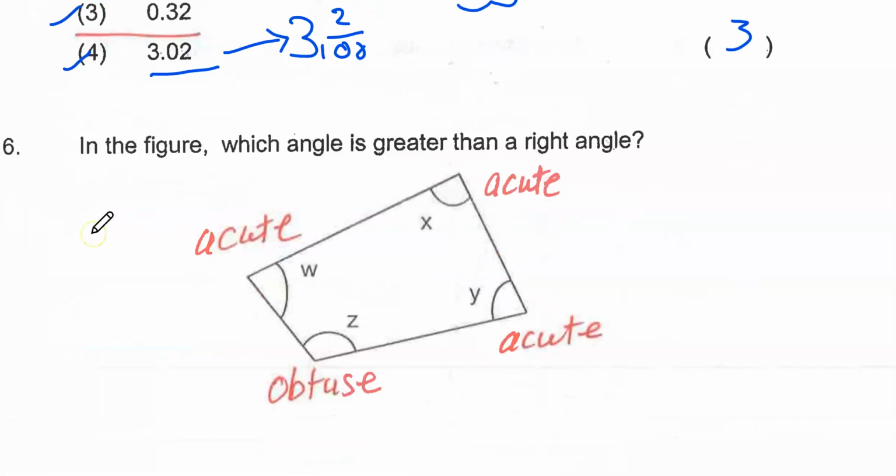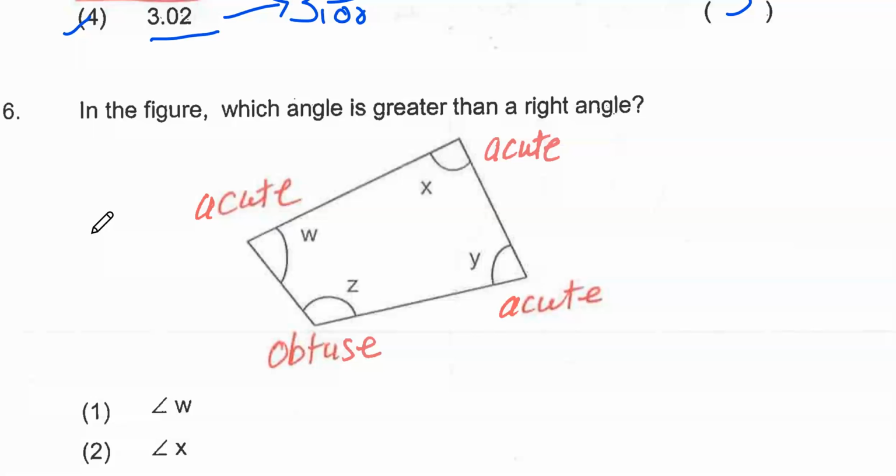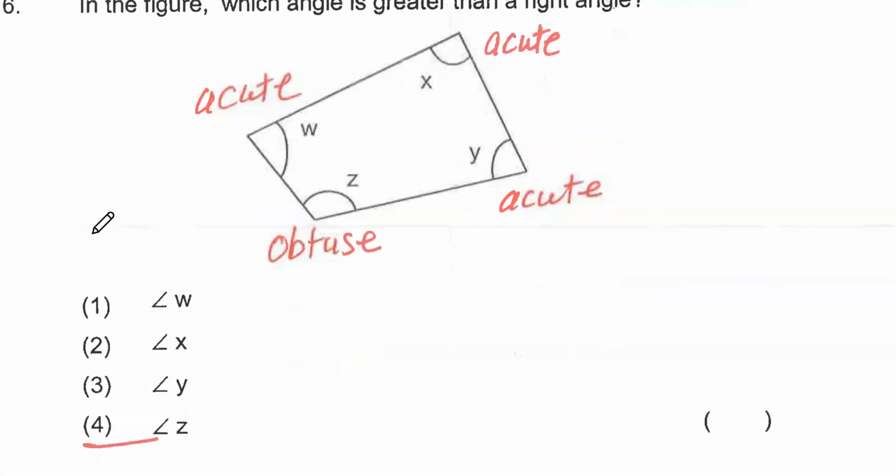Let's move on. Right, so which angle is greater than a right angle? Take a look. Straight away, use your ruler and put it at the side of this, and you'll find out that this is acute. This obtuse is greater. Answer is 4.